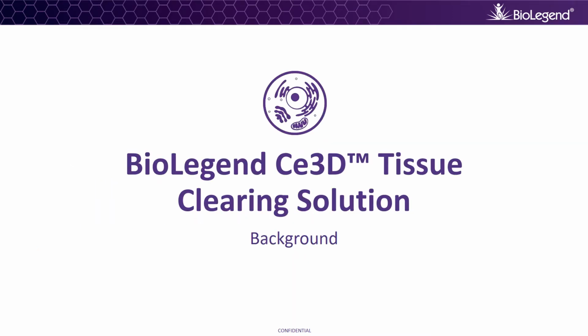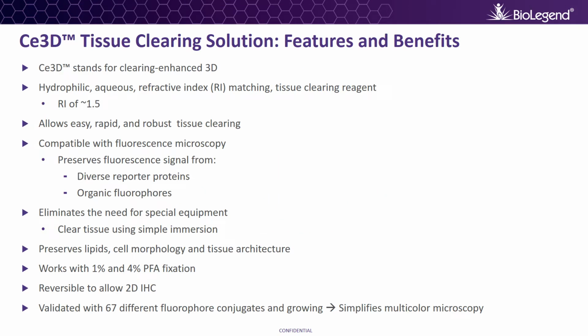BioLegend has recently launched a tissue clearing reagent that is called Ce3D, which stands for Clearing Enhanced 3D. So what is Ce3D tissue clearing reagent? Ce3D stands for Clearing Enhanced 3D. It is a hydrophilic aqueous refractive index matching tissue clearing reagent. It has an RI of about 1.5.